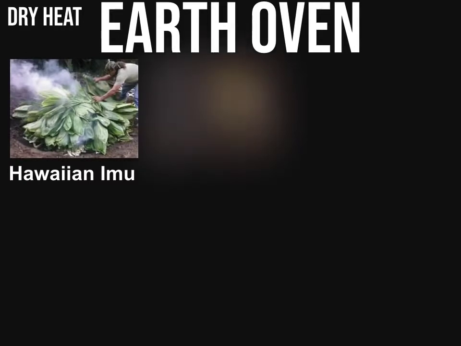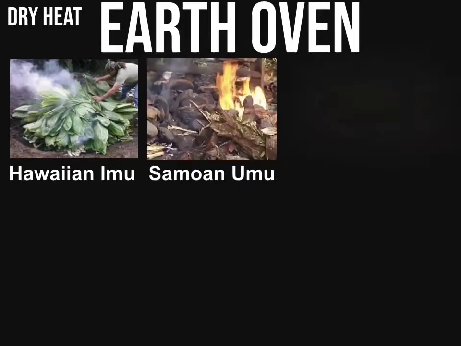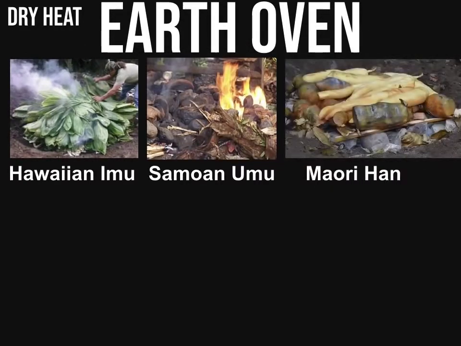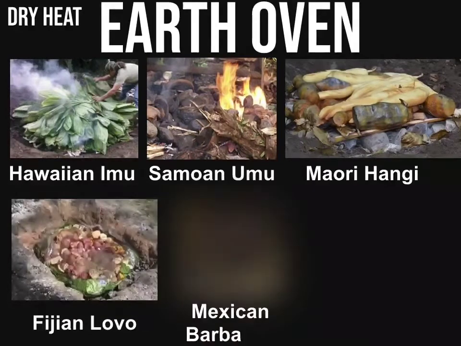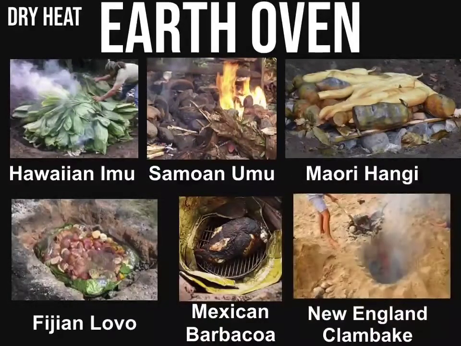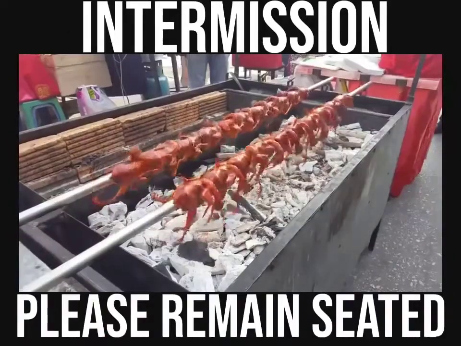Here are some more examples of earth ovens from around the world. We've got the Hawaiian Imu and the Samoan Umu and the Maori Hangi and the Fijian Lovo and the Mexican Barbacoa and, of course, the New England Clam Bake.